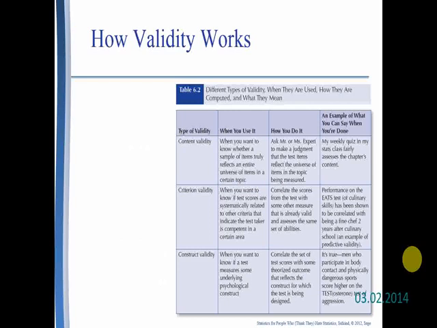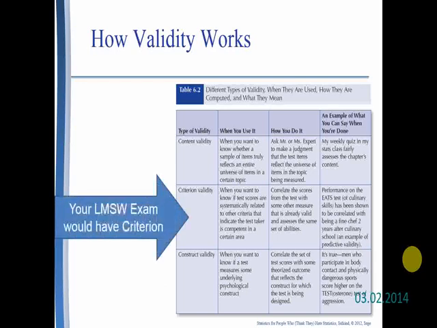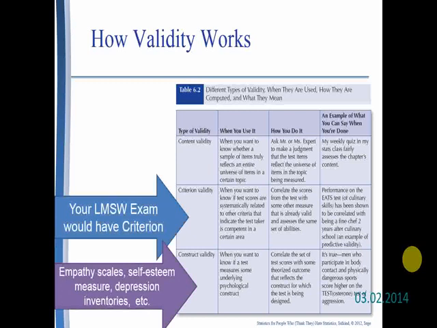So content validity can be your weekly quiz. The tests are developed to assess one's competence with a certain body of information. Criterion validity, again going back to that idea that they are concurrent or predictive: something like your LMSW exam is going to predict whether or not you're going to be a successful or competent social worker. And then finally, construct validities are those kind of things like empathy scales, self-esteem measures, depression inventories, PTSD scales, some of those kind of things.